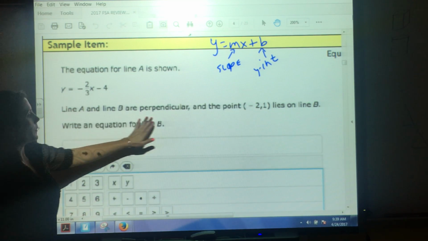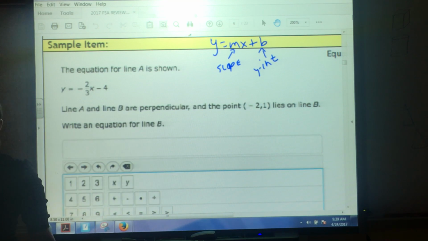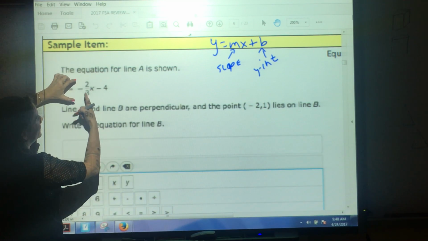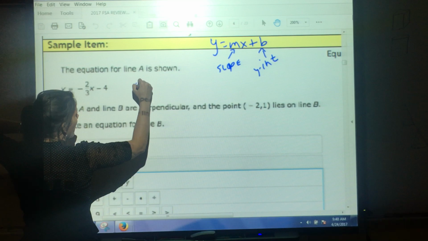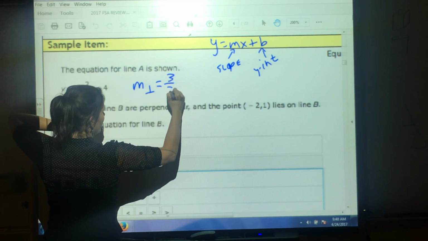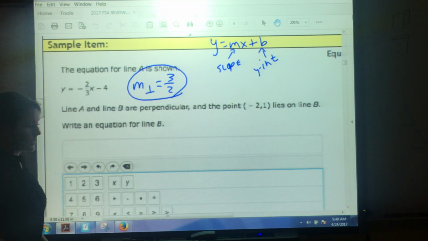This is saying that they are perpendicular. If they said they were parallel, then the slopes would be the same. Perpendicular means opposite reciprocal. So right now, our slope is -2/3. Our perpendicular slope is going to be what? 3/2? All right, so that's what we're going to use.